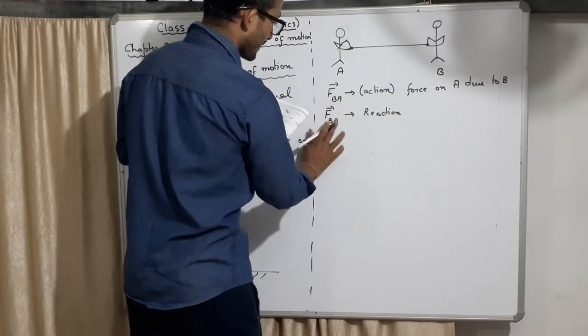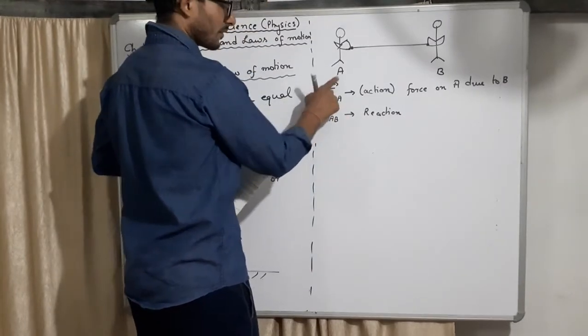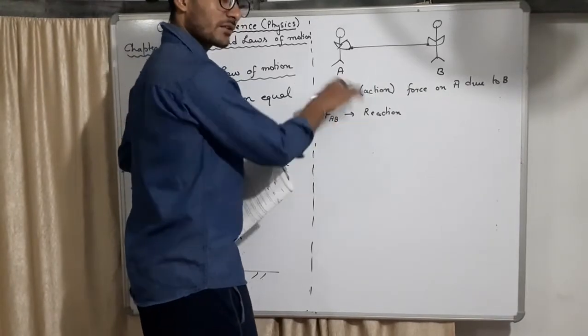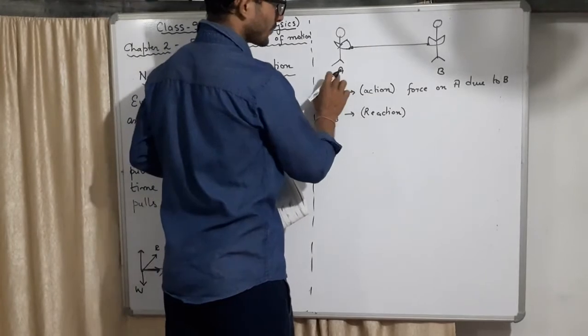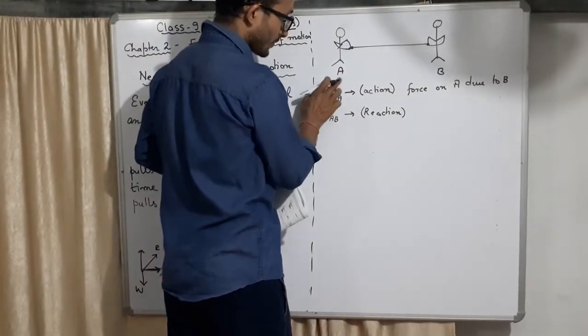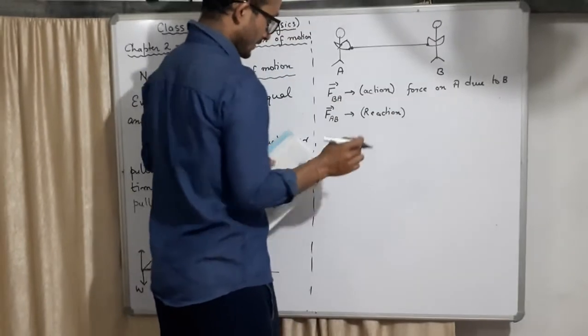This way also you can write. Force on B. This is coming first, so I'm writing first. You can write anywhere, okay? There is no hard and fast rule. This is the action which is applied by A. Force on A due to B, okay?